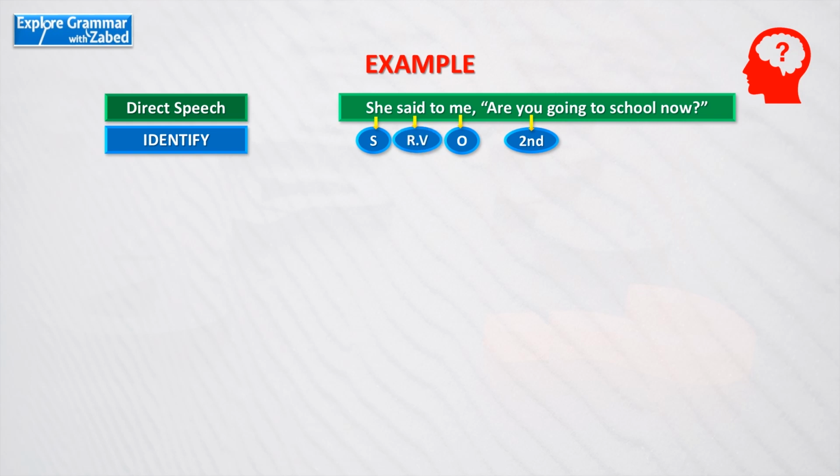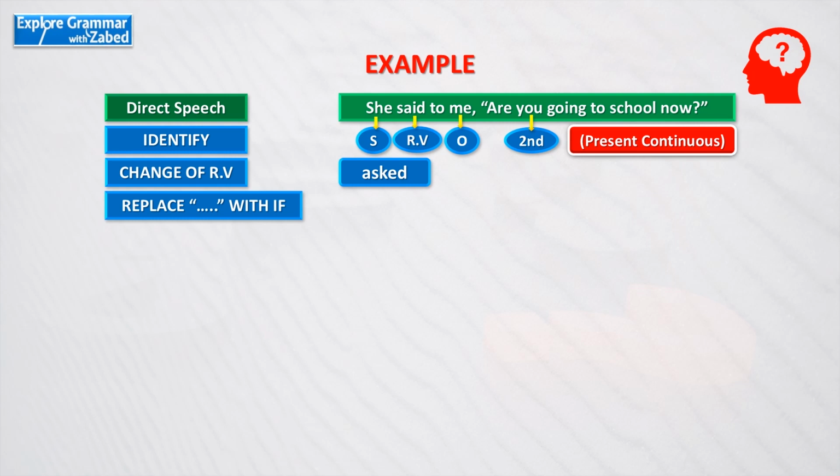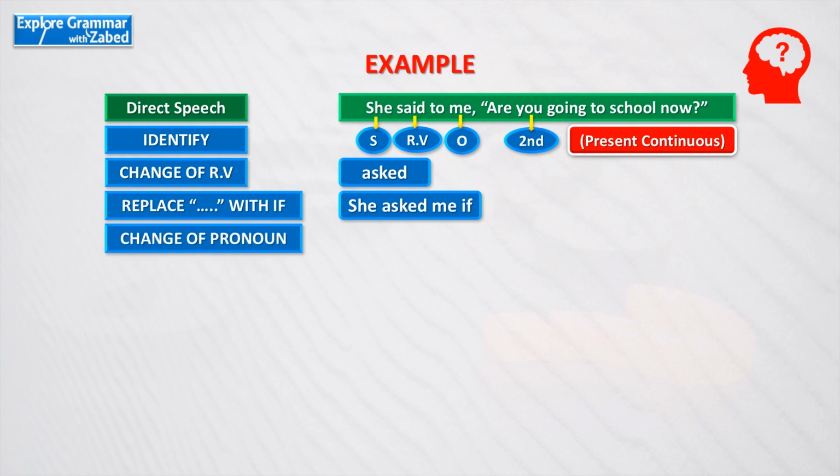As the reporting verb is given in past form, we need to check the tense of the reported speech. Here, the tense of the reported speech is given in present continuous tense. Step 2 is to change the reporting verb. Said to will become asked. Step 3 is to replace the inverted comma or quotation mark with if, as it is a yes-no type of question. So the sentence becomes like this: she asked me if.